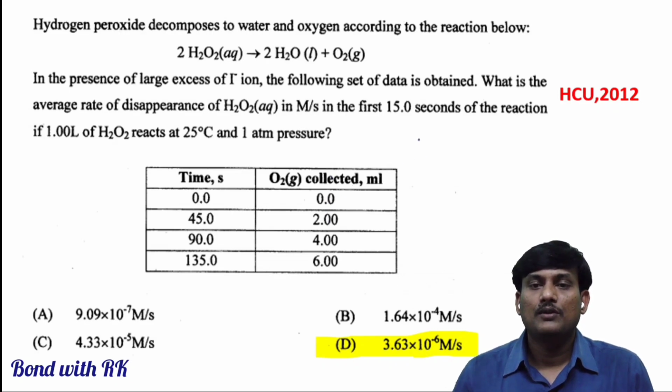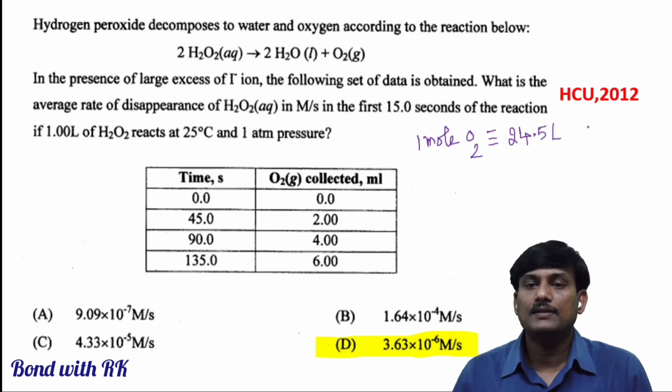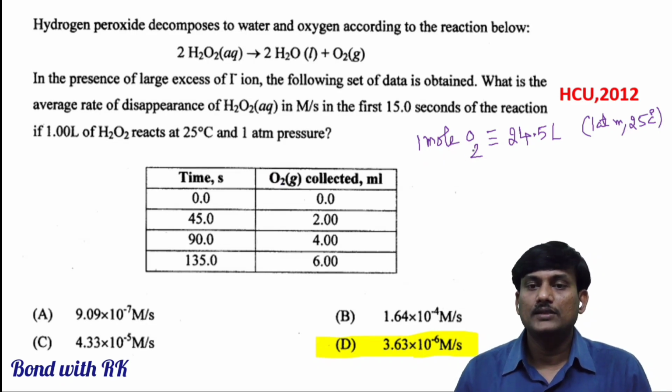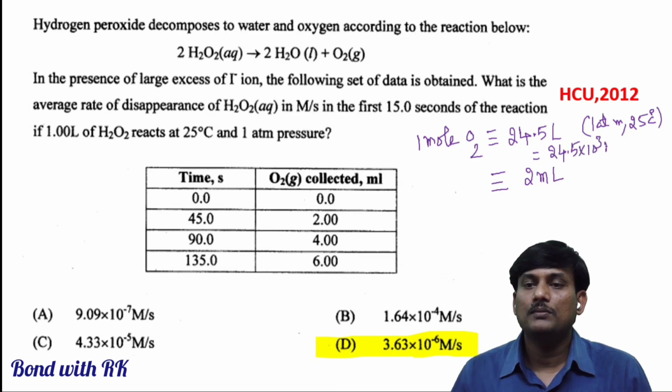So we know that 1 mole of O2 occupies 24.5 liters at 1 atmospheric pressure and 25 degrees centigrade. At 25 degrees centigrade and 1 atmospheric pressure, if you take an ideal gas, that is oxygen gas, the volume is 24.5 liters if you take 1 mole of oxygen. Here the amount of gas collected is 2 ml. 24.5 liters means it is 24.5 into 10 cube milliliters.